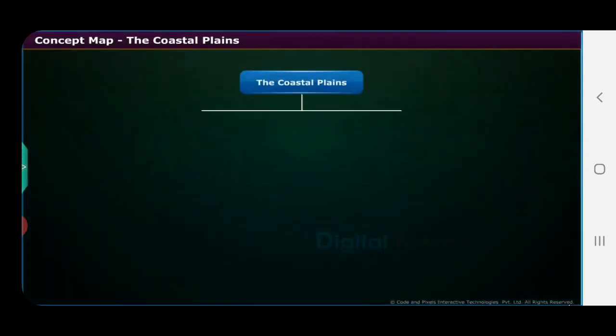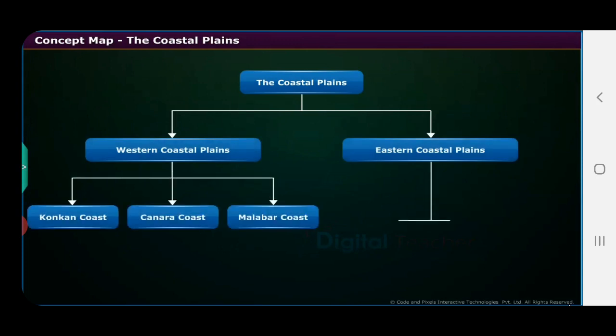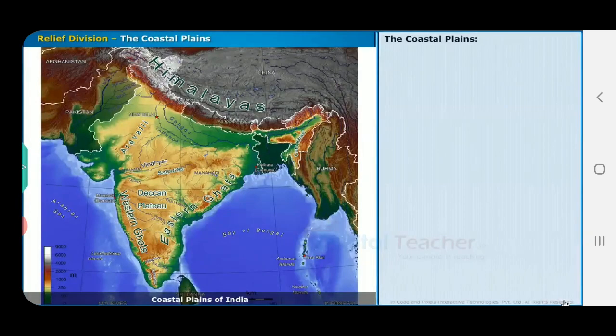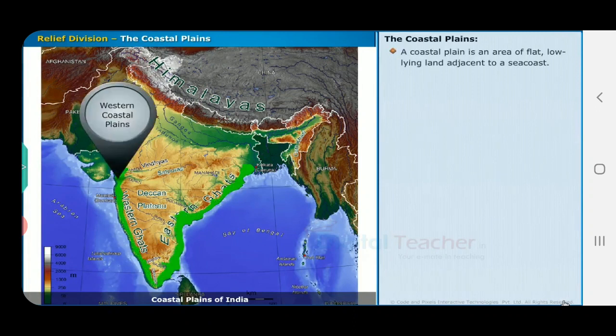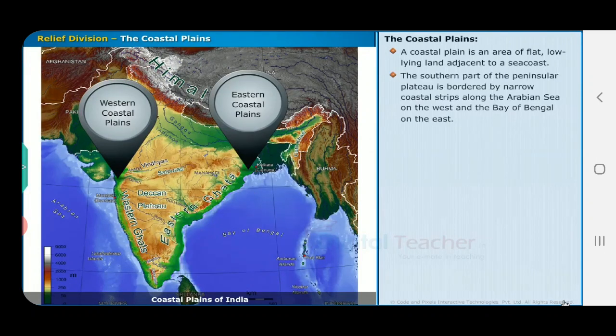Let us now look at the concept map of the coastal plains. Now let us learn about the coastal plains. A coastal plain is an area of flat, low-lying land adjacent to a sea coast. The southern part of Peninsula Plateau is bordered by narrow coastal strips along the Arabian Sea on the west and the Bay of Bengal on the east.